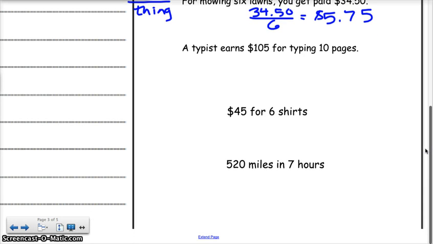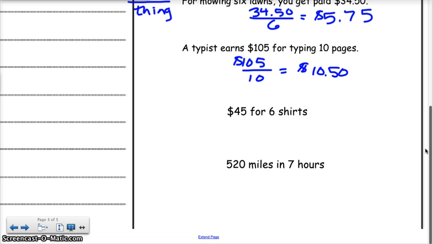A typist earns $105 for typing 10 pages. How much does this typist earn per page? So again, we're going 105 over 10. Divide them. What do we get? 10.50. So I got $10.50 a page, which I'd take. Sounds good to me. I can type pretty fast.